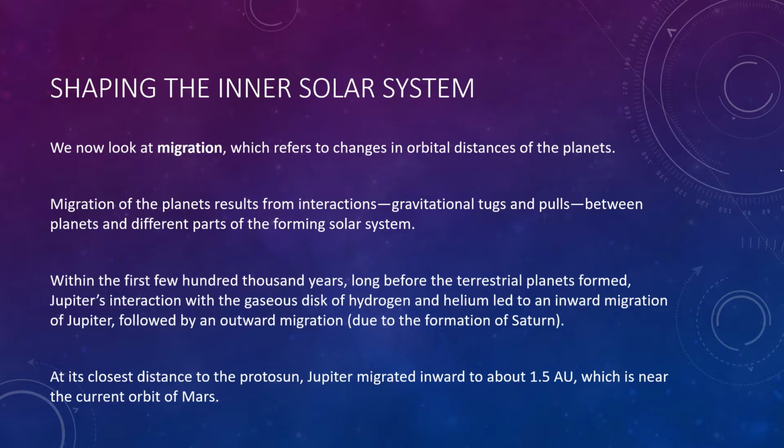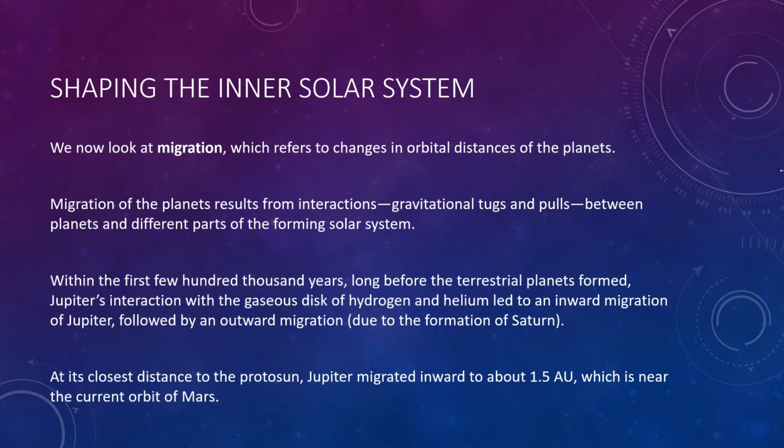So now we're going to figure out how the solar system formed its general shape, why we have certain planets in their certain positions. So migration of the planets results from interactions, that is, the gravitational pulls and tugs, between planets in different parts of the forming solar system.